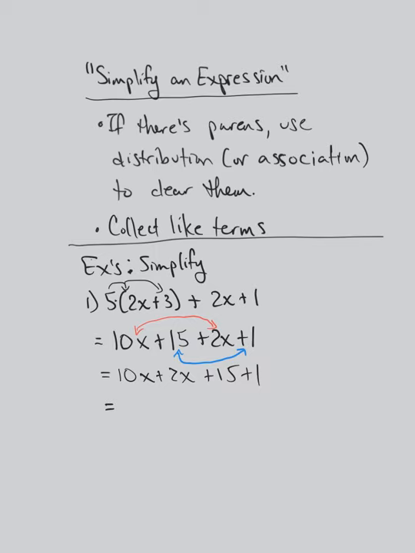And so we got 10x plus 2x is 12x, and then plus 15 plus 1, that's 16. And then notice these two things aren't like terms, so I can't combine them. So that would be the answer right there.